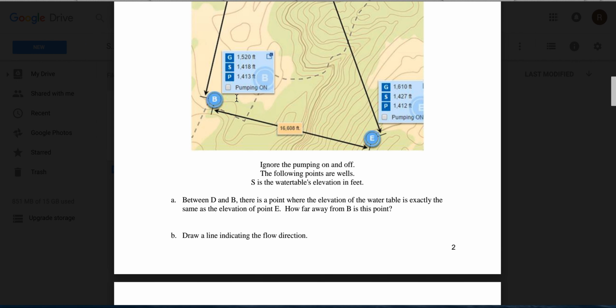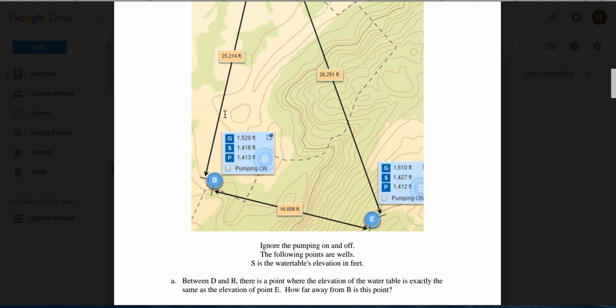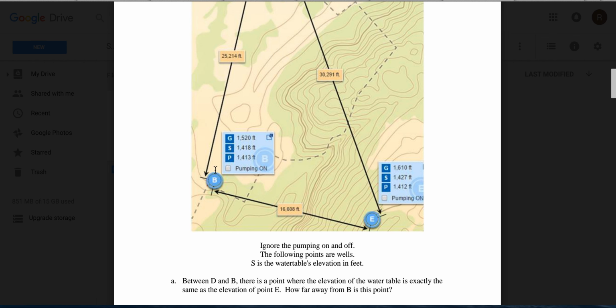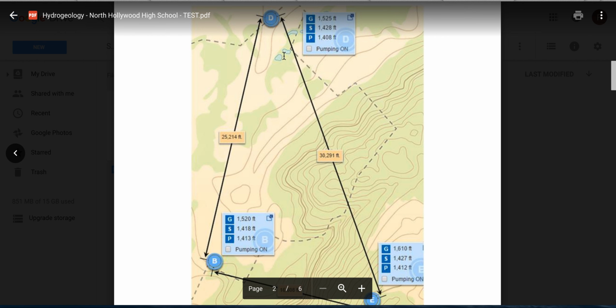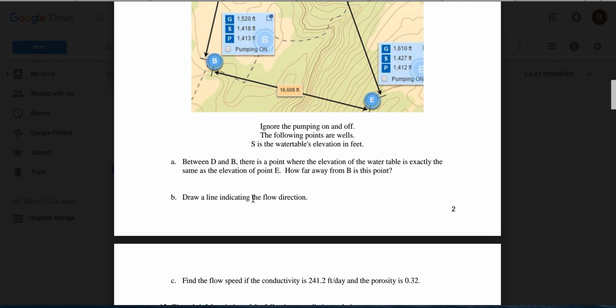And then the second part is drawing a line indicating the flow direction, and basically it would be perpendicular to, I believe, the direction of the flow. So it'd be, I think, approximately northwest of a line indicating that's the flow direction.